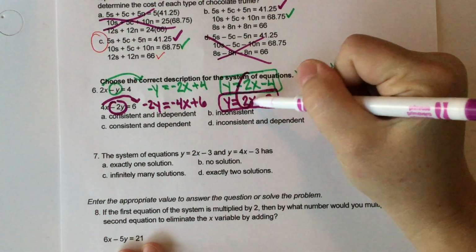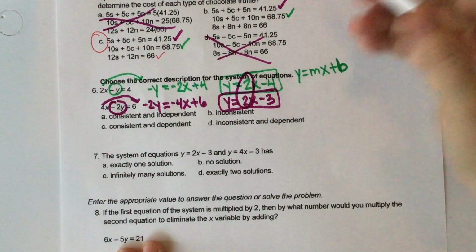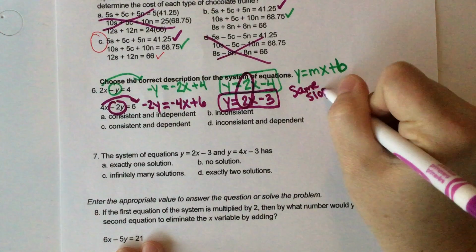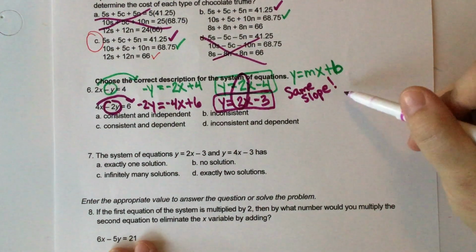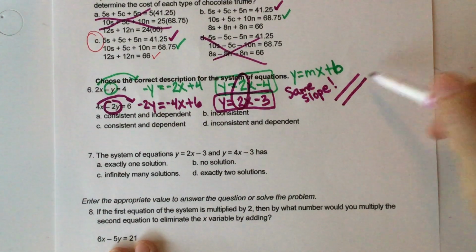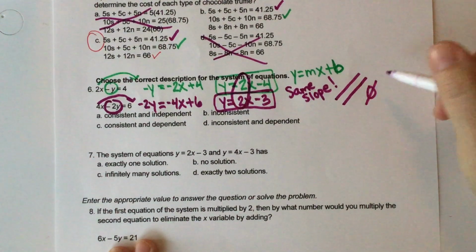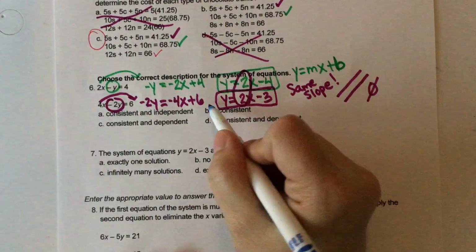They have the same slope. Do they have the same y-intercept? Nope. They only have the same slope. And do you know what lines look like if they have the same slope? They are parallel. And when you have parallel lines, they never touch. So there is no solution, which means this is called inconsistent.